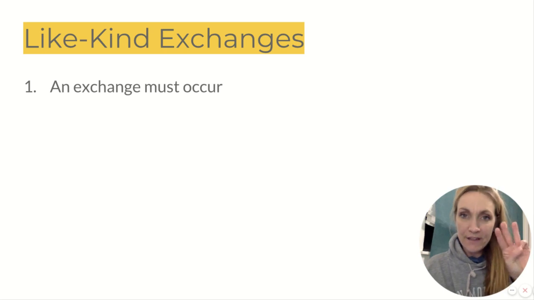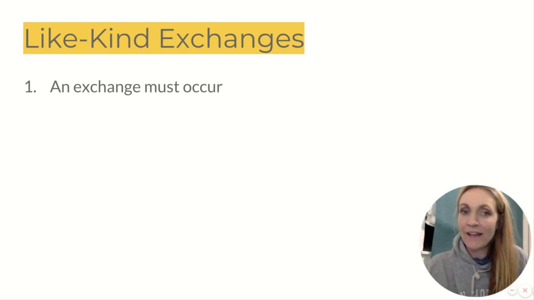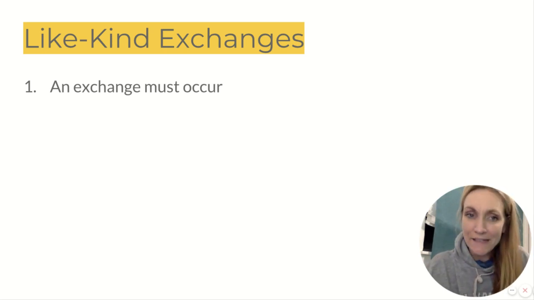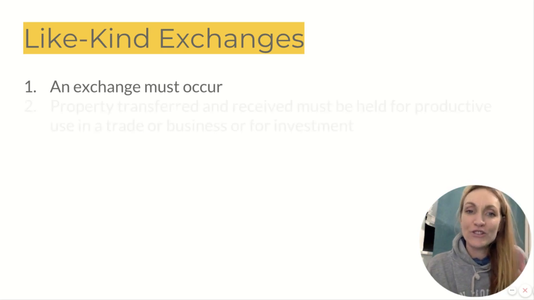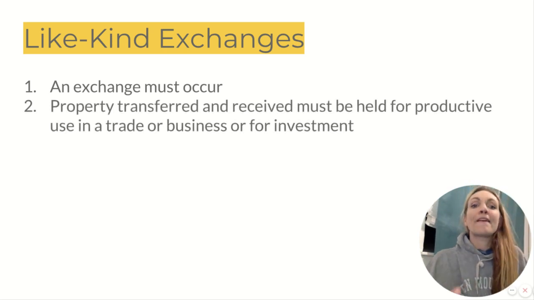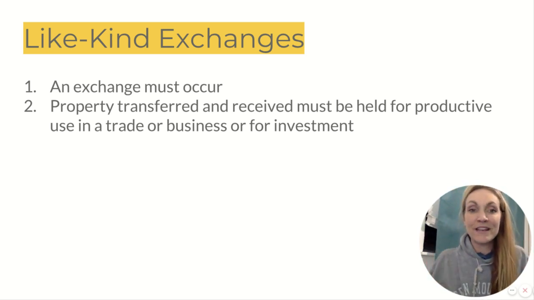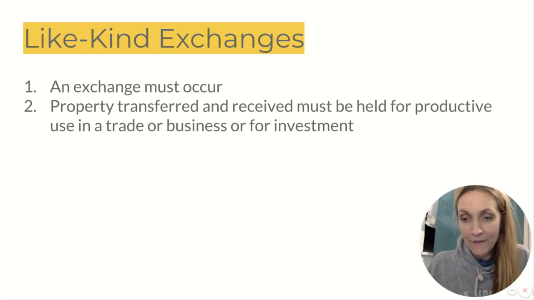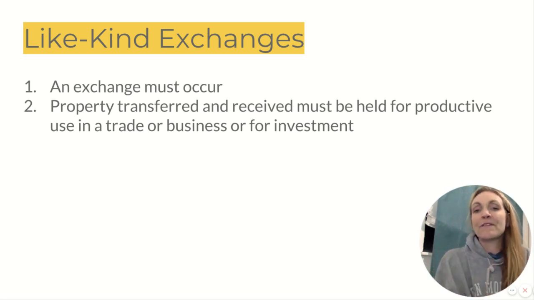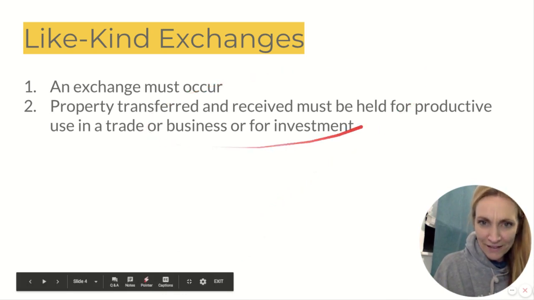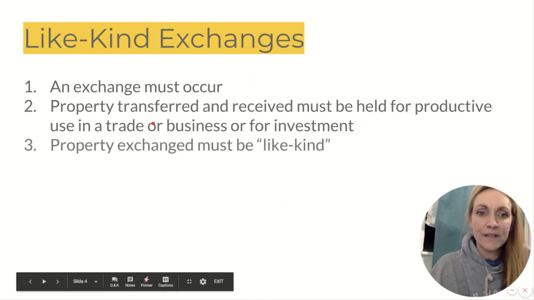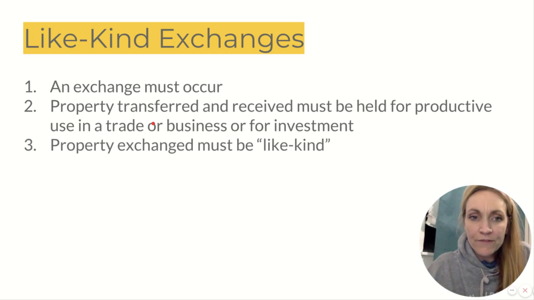So three things must happen for a like-kind exchange to exist, per the book. An exchange must occur, property transferred and received, and it must be held for productive use in a trade or business or for investment, which means it must be for the purpose of earning money. And that's the very technical tax definition, or how it's worded for tax.